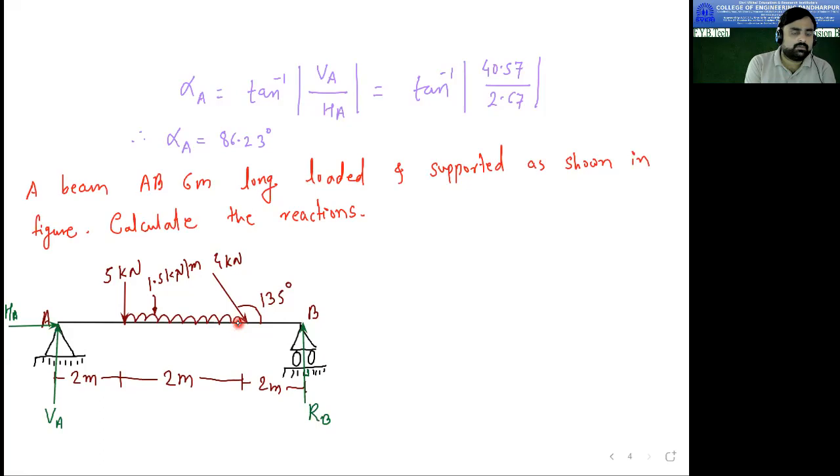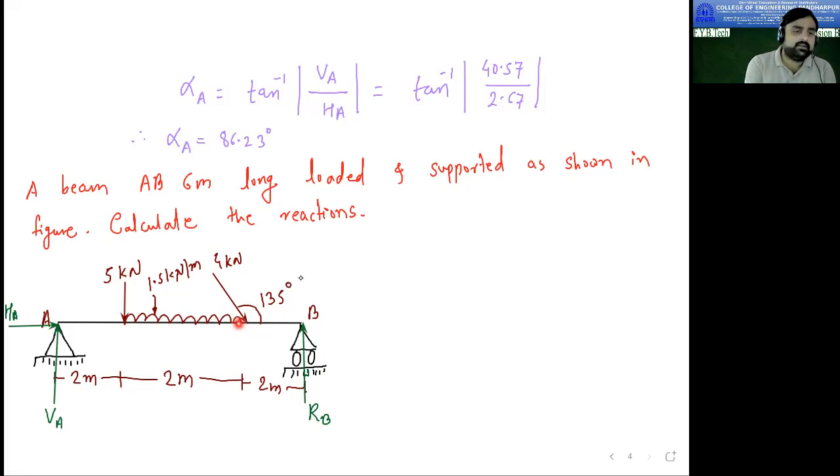No, sir. The angle should be below 60 degree. Below 60 degree? Less than 60 degree? Less than 180 minus 135 degree.